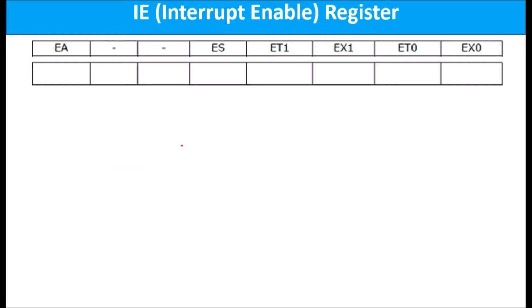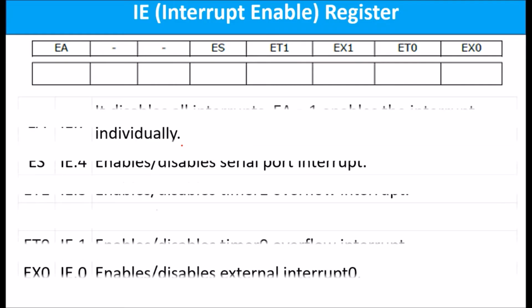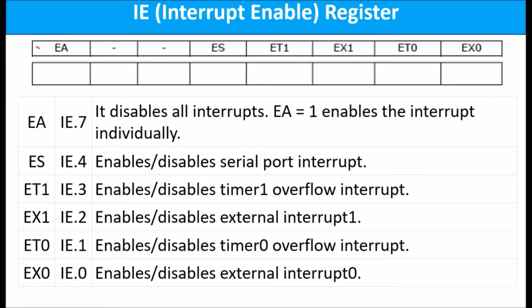The next important register is the interrupt enable register. This bit is important, EA. It is used to enable the interrupts. Any interrupt you are using in your program, this bit should be set to 1. So IE.7, this is the D7 bit of the interrupt enable register, should be set to 1 whenever you want to use any interrupt.